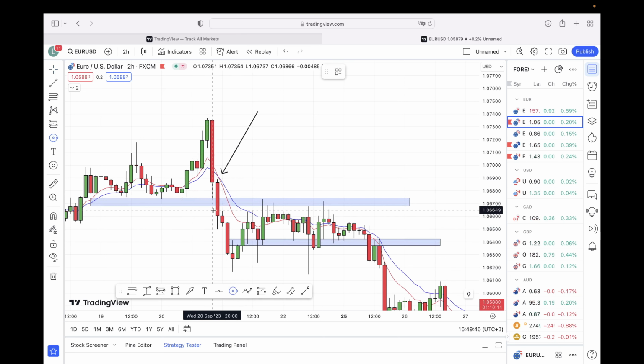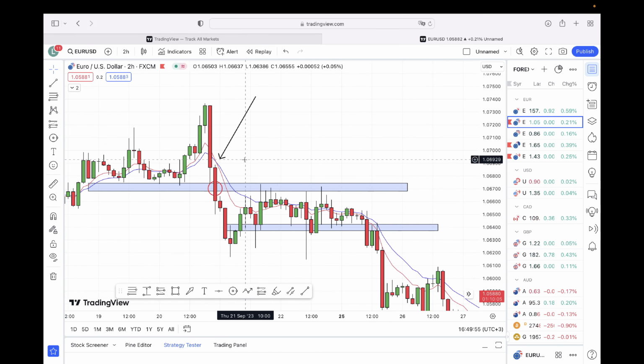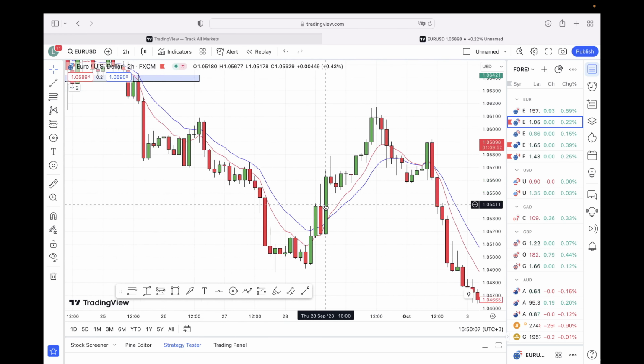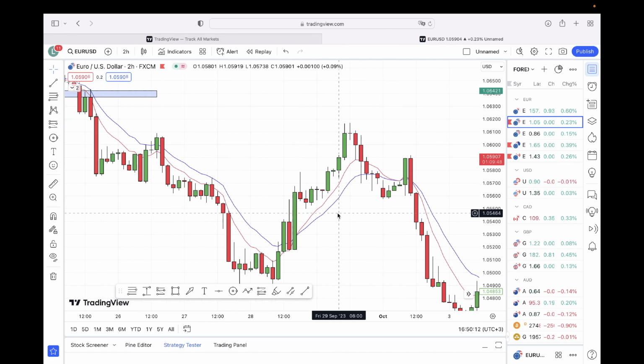First of all, we can see that the price broke this support level, and this in itself is an indication to open a sell position because the support level is broken. And now we also have this cross from top to bottom, indicating that this is also a great position to open a sell position, and that's why we should open a sell position. Then we can move to the other cross right here.